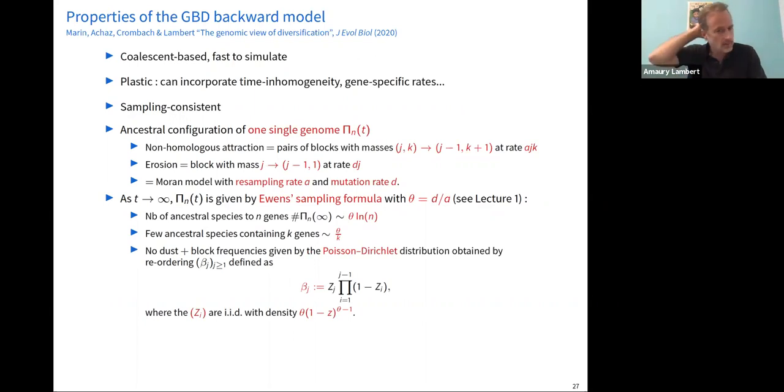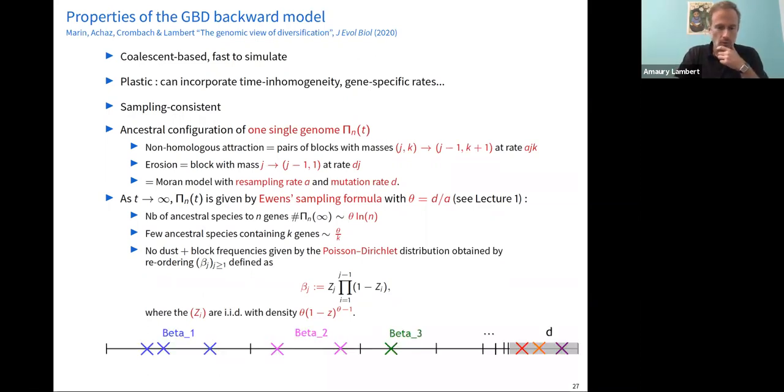And also, as I said during lecture 1, when you let n go to infinity, you look at the exchangeable partition into ancestral species, into blocks. It has no dust, and the block frequencies are given by the Poisson-Dirichlet distribution. And so the cartoon here is false because D equals 0, there is no dust. Okay, so we can characterize the ancestral state at stationarity of this model.